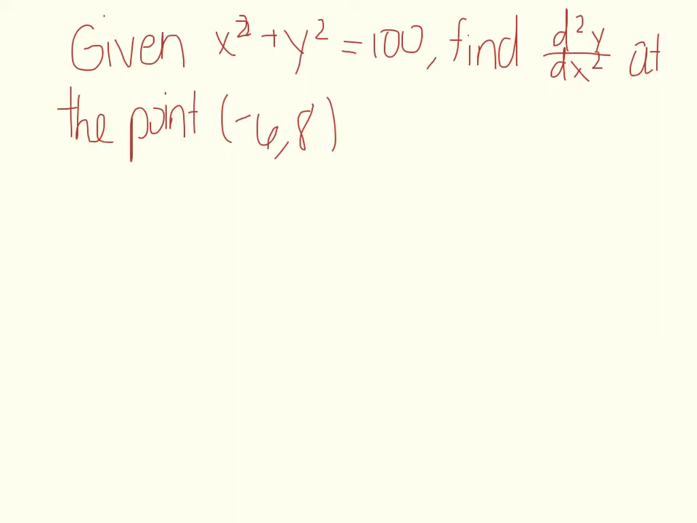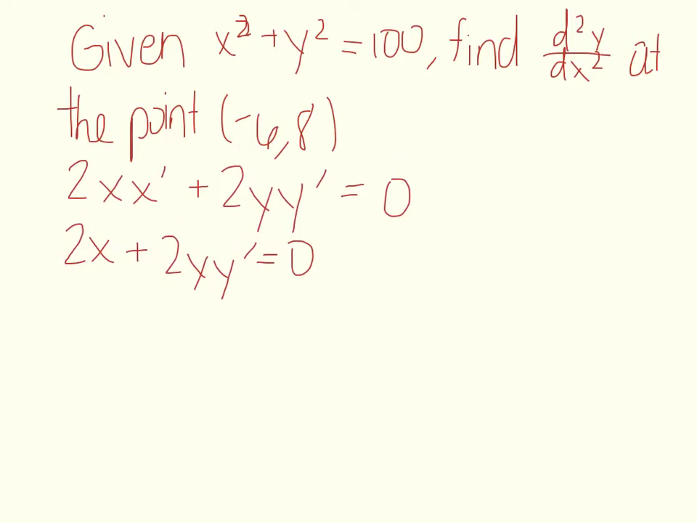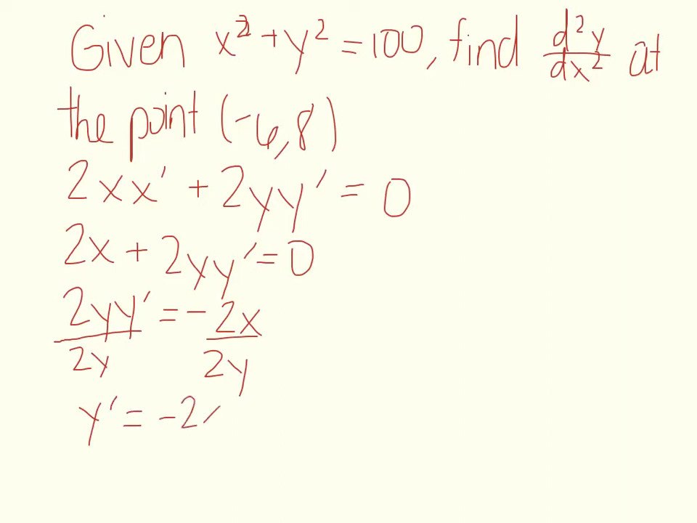So we bring down the 2, so it's 2x x prime plus 2y y prime, and the derivative of a constant is always 0. And x prime becomes 1, so we're left with 2x plus 2y y prime equals 0. And we move the x over to the other side, so we're left with 2y y prime equals -2x. And then we divide both sides by 2y to get y prime by itself. And so y prime equals -2x over 2y.